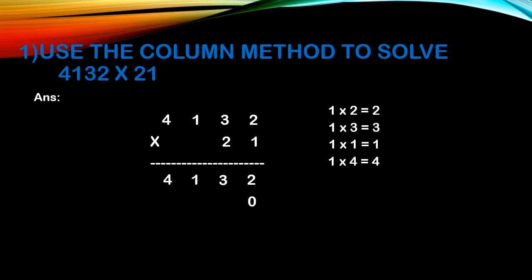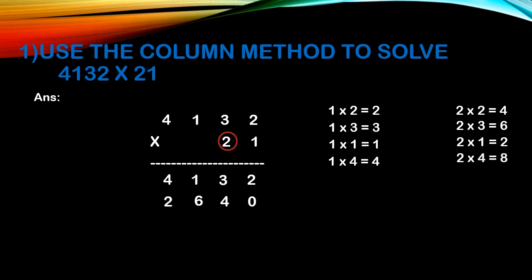The next step, that means the fourth step, is to multiply the tens digit. You have to multiply the tens digit by the 4-digit number. So 2 2s are 4. Then 2 3s are 6. Then 2 1s are 2. Then 2 4s are 8. Then we have to add these two partial products.